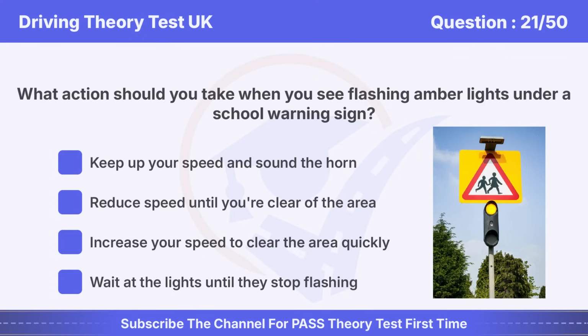Question 21. What action should you take when you see flashing amber lights under a school warning sign? Option A. Keep up your speed and sound the horn. B. Reduce speed until you're clear of the area. C. Increase your speed to clear the area quickly. D. Wait at the lights until they stop flashing.